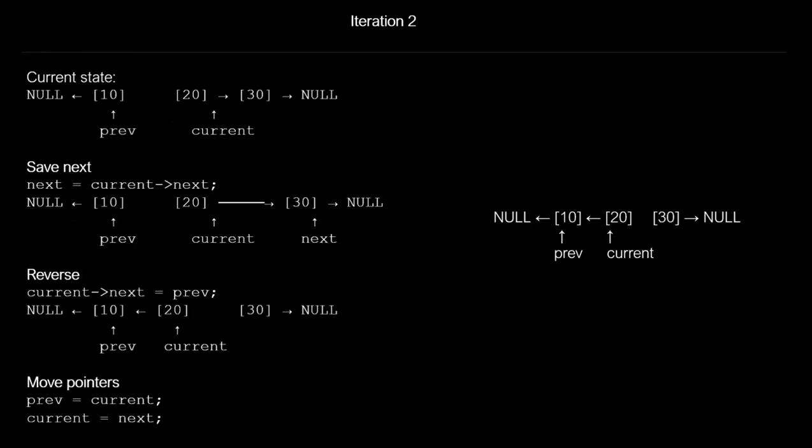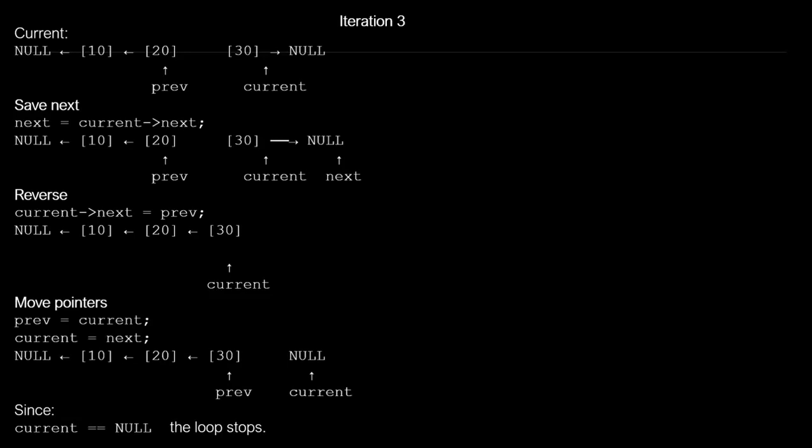That's it. Iteration 2. Now current is pointing to 20 and previous is pointing to 10. Again follow the same 4 steps. Save. Next is equal to current's next. And then reverse the link. Now after reversal, 20 is pointing to 10, 10 is pointing to null. Move pointers, previous forward and current forward. Done. Iteration 3. Again do the same steps.